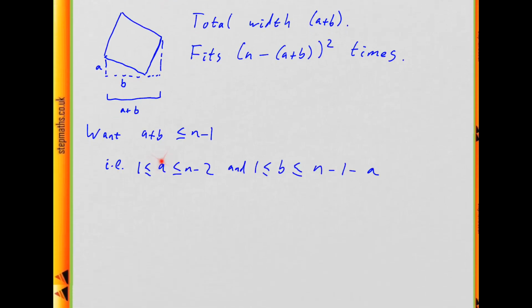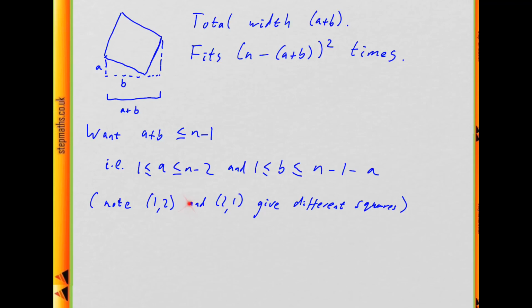Bear in mind a and b both have to be at least 1. So a can be anything between 1 and n minus 2. And then what can b be? Well, b has to be at least 1, and it could be anything up to n minus 1 minus a, because this just says b is less than or equal to n minus 1 minus a. So we can pick a as any value between these two points, and then pick b as any value between these two points, and those will give us a different tilted square, and a different number of those squares.